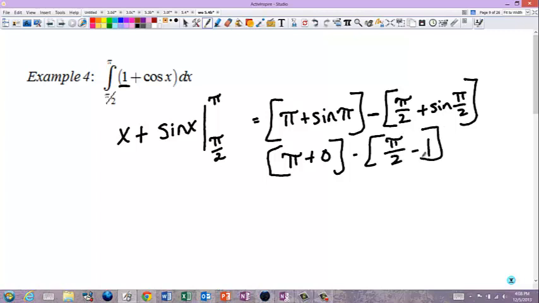So, minus, plus, negative, positive. Pi minus pi over 2 is pi over 2. 0 plus 1 is 1. Whoops. Did I forget to distribute? I did. Sorry.